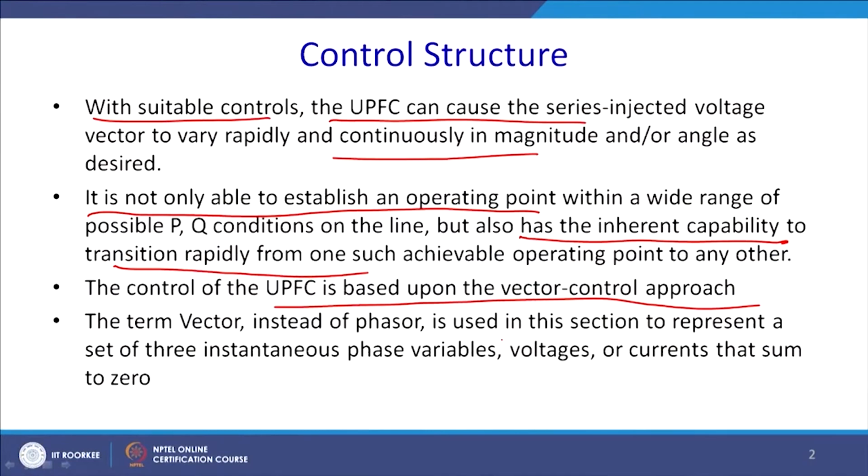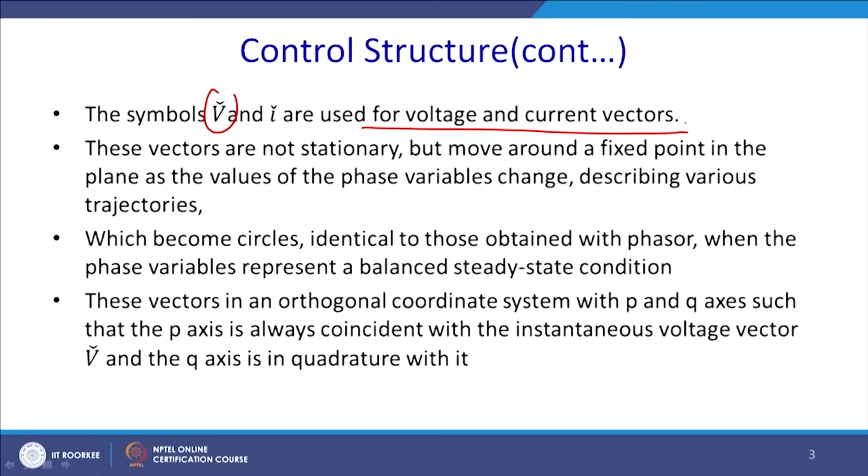The term vector is used instead of phasor in this section to represent the set of instantaneous phase variables, voltage and current, whose total sum is 0 for a balanced three-phase three-wire system. The symbols V delta and I delta are used for the voltage and current vectors. You may say that this contradicts fundamental quantities, because potential, the voltage, is essentially a scalar quantity, but there is an advantage in using a vector quantity because it is represented by phase and magnitude. So, you can treat them as vector quantities for the sake of understanding.